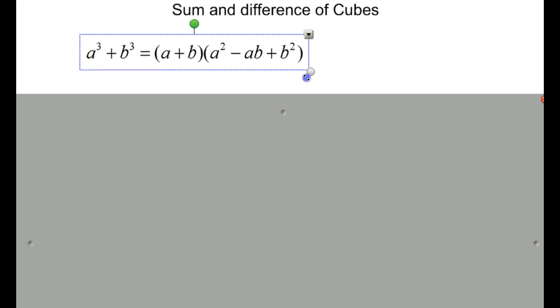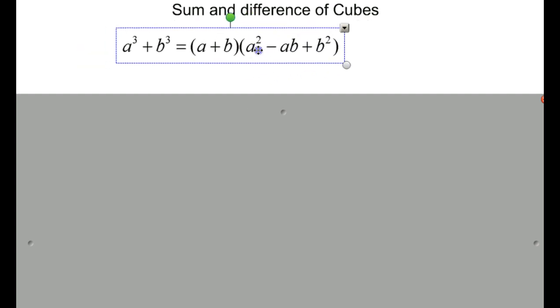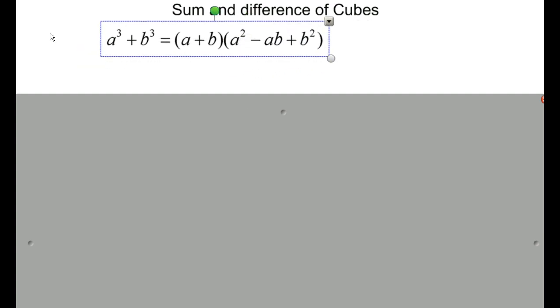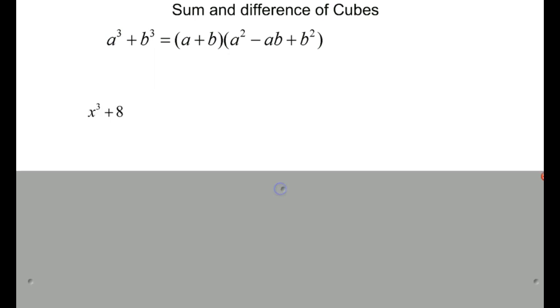Okay, let's continue where we left off. Now we're talking about sum and difference of cubes. And this is one you need to memorize. Yesterday we did a few that I told you didn't have to memorize. I would definitely memorize this formula. It's a little different than the cube formulas we learned yesterday.